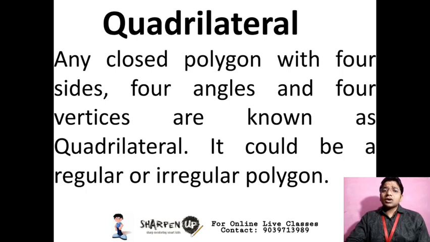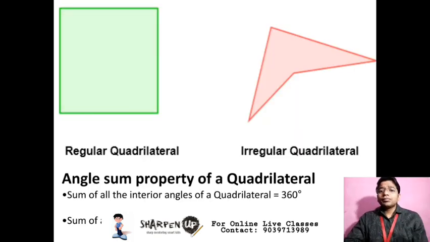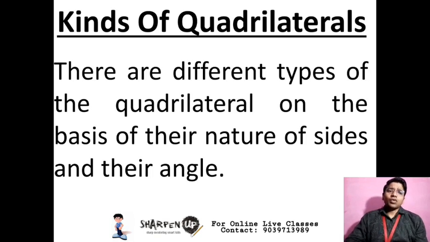So let's start. Quadrilaterals. Any closed polygon with 4 sides, 4 angles and 4 vertices is called a quadrilateral. It could be regular, it could be irregular. That means a closed figure which is made up of 4 sides, whether it's regular or irregular, we will call it a quadrilateral. The angles and property of a quadrilateral: the sum of the interior angles of a quadrilateral is 360 and the sum of the exterior angles of a quadrilateral is again 360.